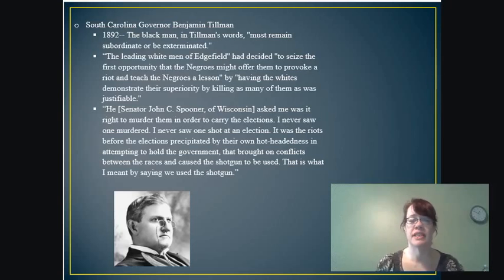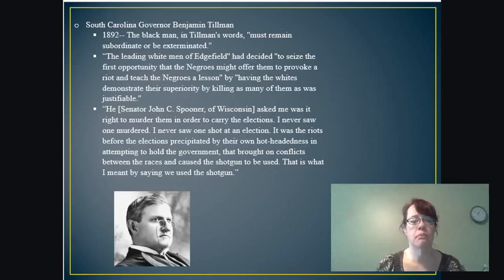And then he was addressing Senator John C. Spooner of Wisconsin, who had said that they were trying to remove African American rights. And he asked me, was it right to murder them in order to carry the elections?